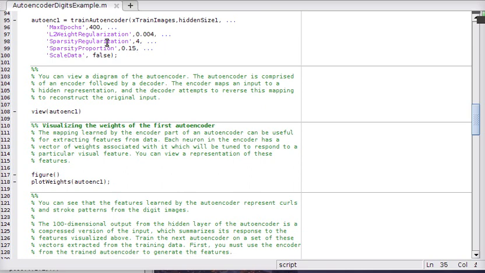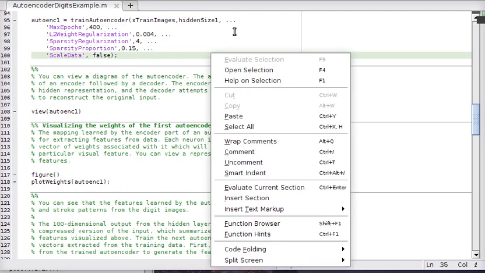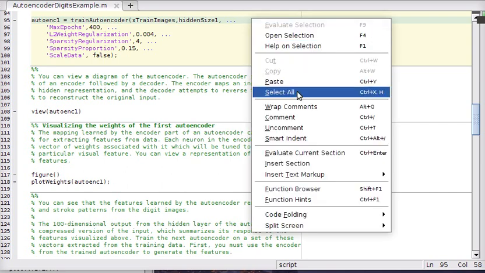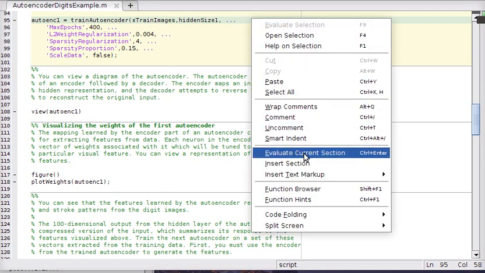Sparsity regularization means we want our answer to be sparse, meaning lots of zeros. So we're going to have just a few weights that are not zero. Sparsity proportion is the number of values that we would like to have small. And this is saying that we're not going to scale the data in this case. And so yeah, let's go ahead and train our autoencoder and see what happens.